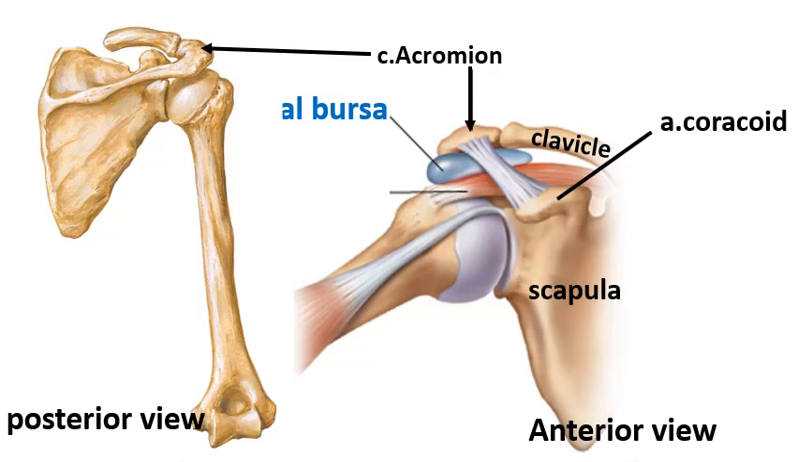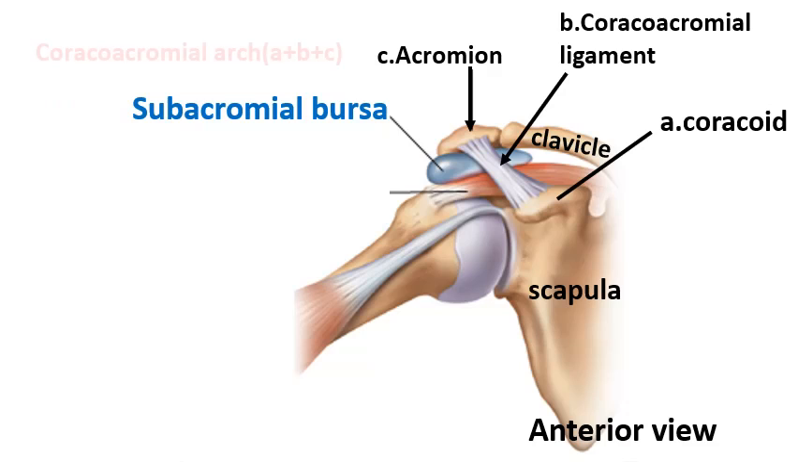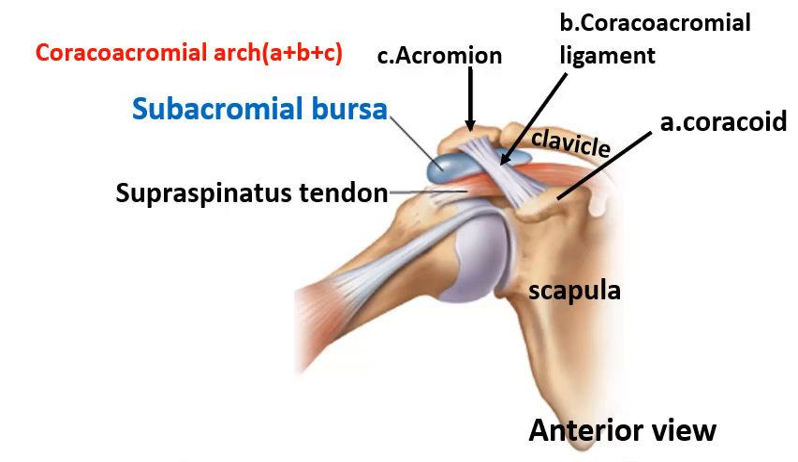Between the acromion and the coracoid process, there is a ligament called the coracohumeral ligament. The coracoid, the coracohumeral ligament and the acromion, the three of these, form what is called the coracohumeral arch. The bursa is found below this coracohumeral arch, between this arch and a tendon of a muscle called the supraspinatus muscle. This is the tendon of the supraspinatus, okay? And the subacromial bursa is found between this tendon and the coracohumeral arch, so as to protect also this tendon.